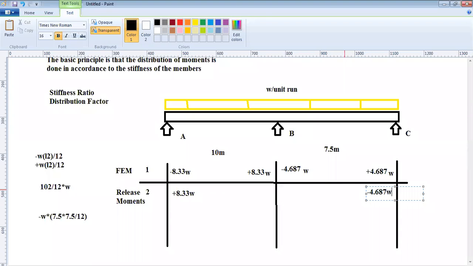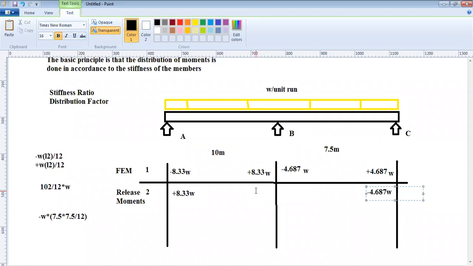What am I doing at these ends when I'm adding plus 8.33 at these ends? 0, sir. Yes, he's right.